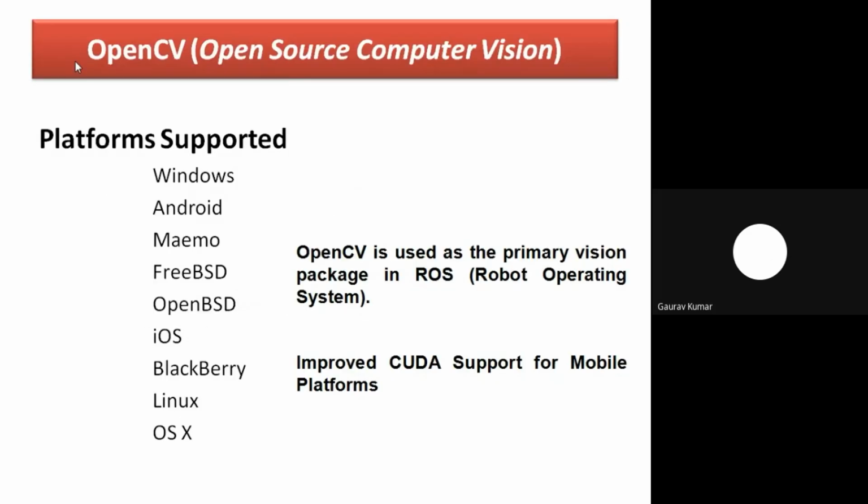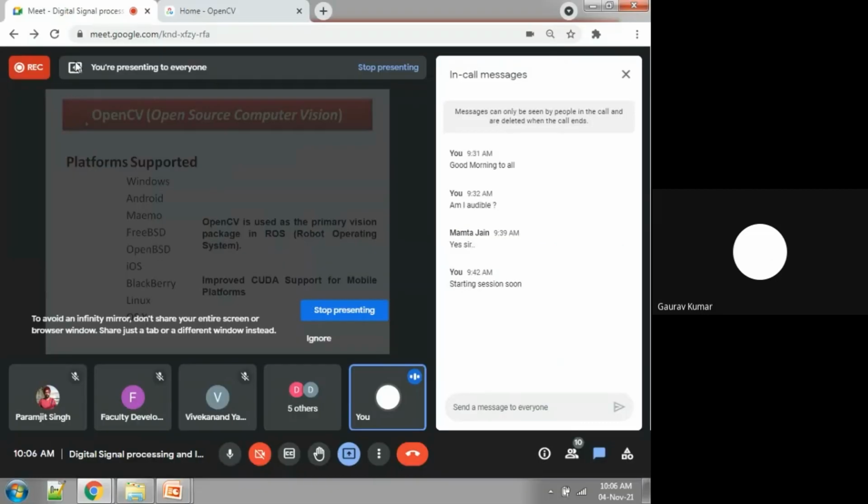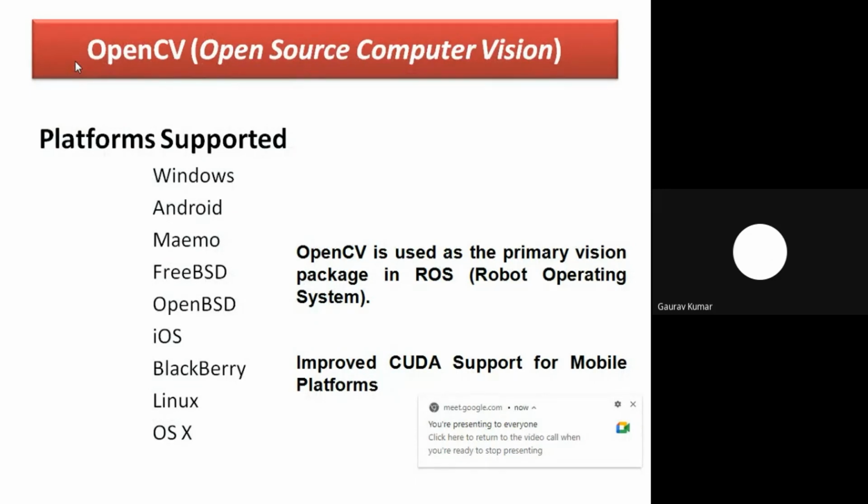And for multiple platforms, whether these are software or hardware, there is no particular limitation related to hardware or software requirement. Whether we have CPU or GPU, or we are working with TPUs, or a traditional hardware architecture, it will work on that. Even on mobile platforms, iOS, BlackBerry, Android, on smartphone operating systems also, we can work with OpenCV.